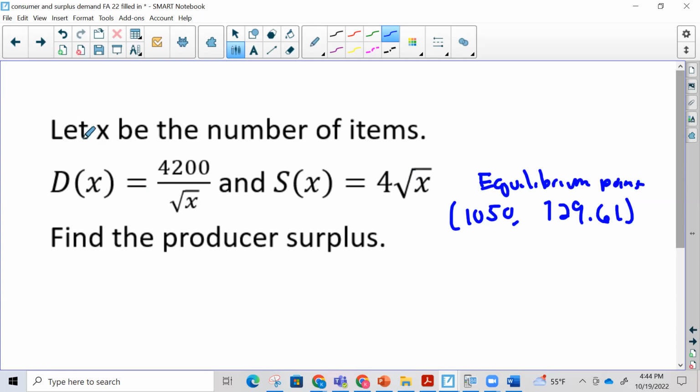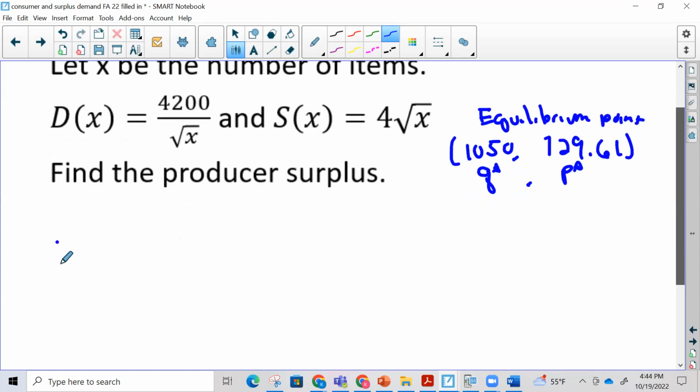And then this problem again says, let x be the number of items. D of x is 4,200 over the square root of x. And S of x equals 4 the square root of x. And it says find the producer's surplus. And this again is our Q star, and this is our P star, or QP.